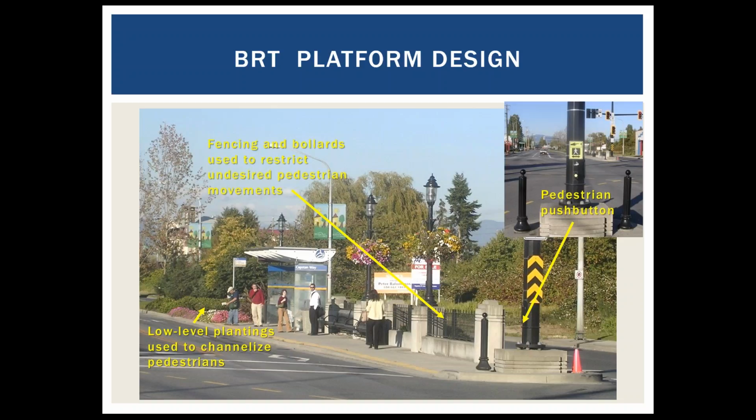Here you can see something similar where you have fencing and bollards to restrict movement, so you discourage undesired pedestrian movements like people crossing mid-block to the platform. You have low-level plantings which also help provide that. And this is at a signalized intersection, so you have a push button on this island. This is a median island BRT platform here, so you have to have that pedestrian push button to provide that access.